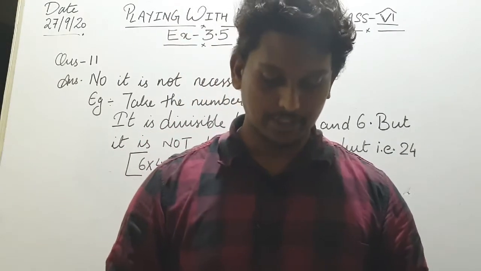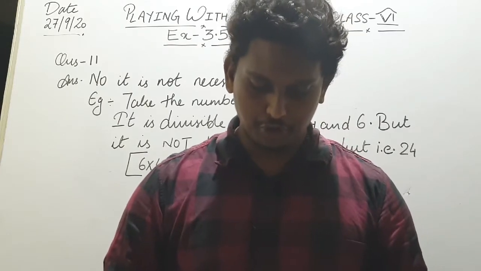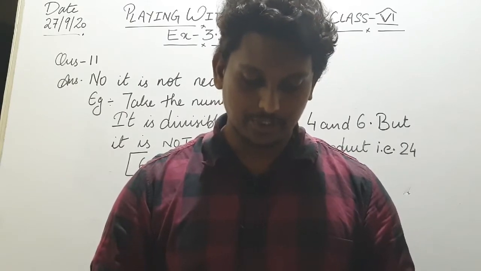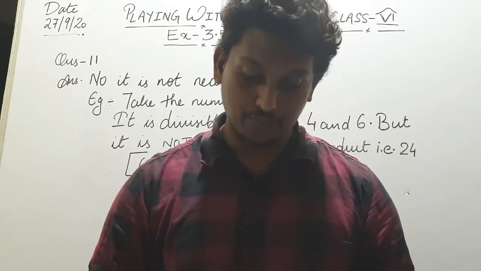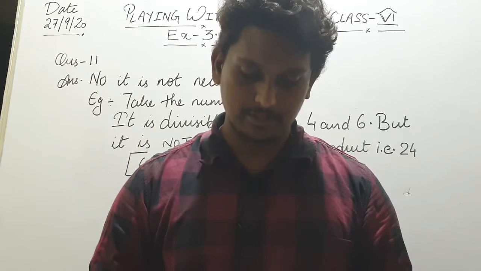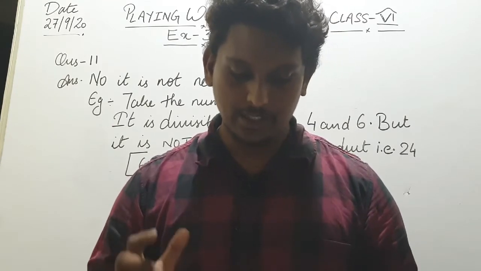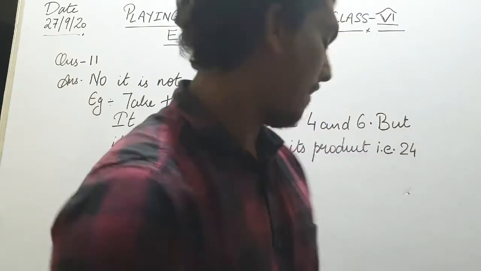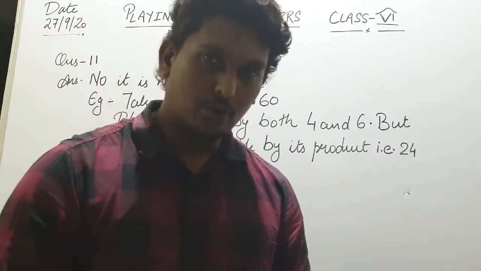Okay, just come to the next one. I'm reading the question. 18 is divisible by both 2 and 3. It is also divisible by 2 into 3, that is 6. Similarly, a number is divisible by both 4 and 6. Can we say that the number must also be divisible by 4 into 6, that is 24? If not, give an example to justify your answer. So the answer is no. Why not?